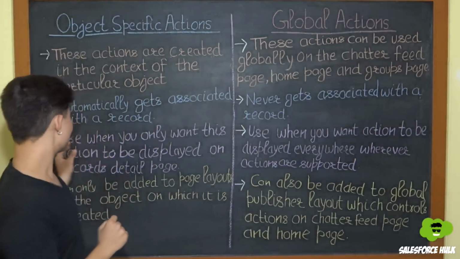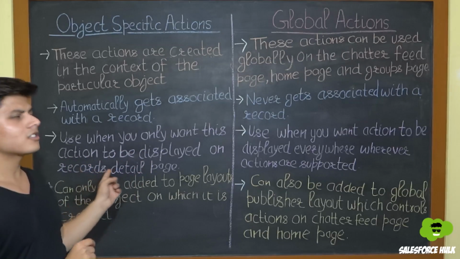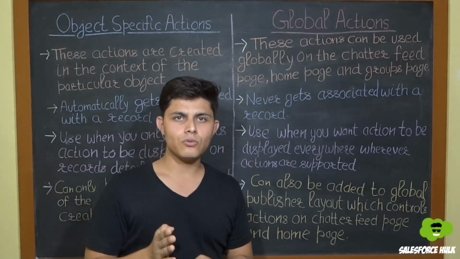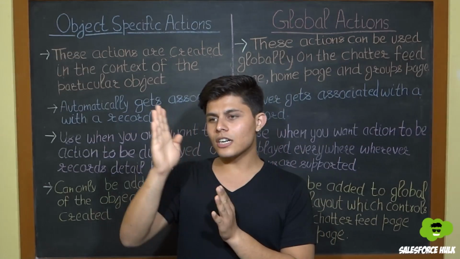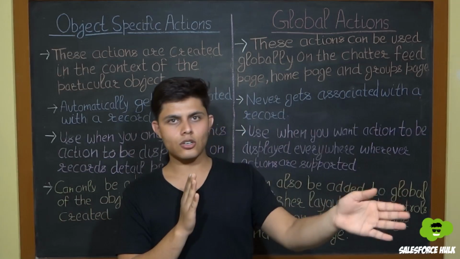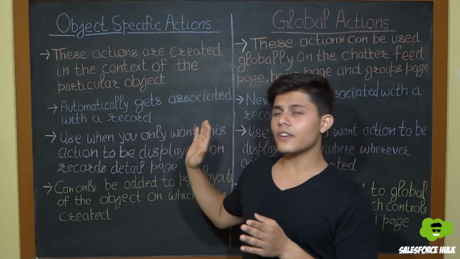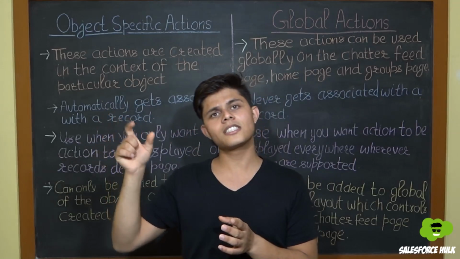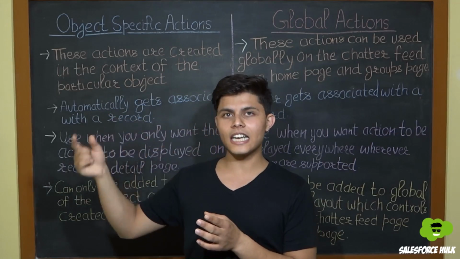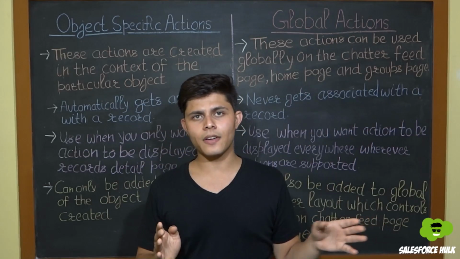Now let's get to the third point. Use when you only want this action to be displayed on the record's detail page. You first need to figure out whether you need to create an object specific action or a global action. So for that you need to figure out whether you really need this action on this particular object's record detail page only, or you want this action to be present everywhere.